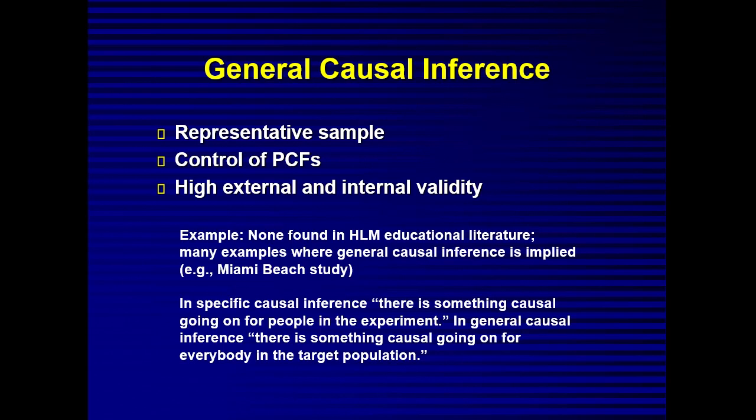It's seldom done because it's very seldom that we have the opportunity to do that, to both take from our target population or even our accessible population a random sample and then have complete control over what we do with that sample. In specific causal inference, there is something causal going on for the people in the experiment. In general causal inference, there is something causal going on for everybody in the target population.